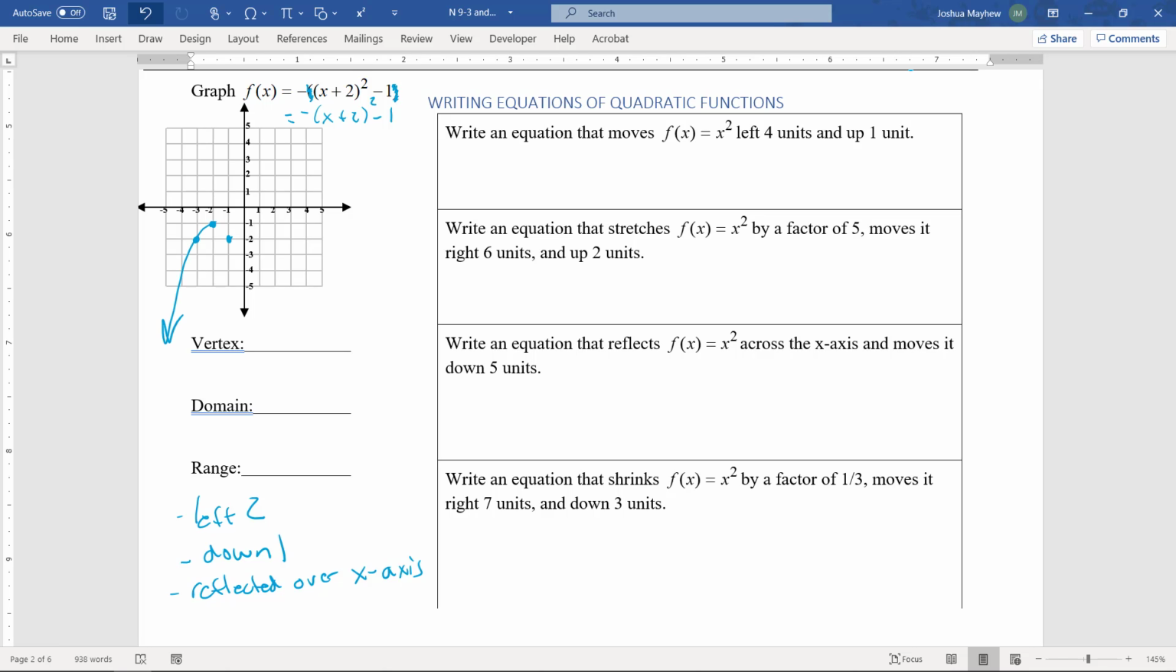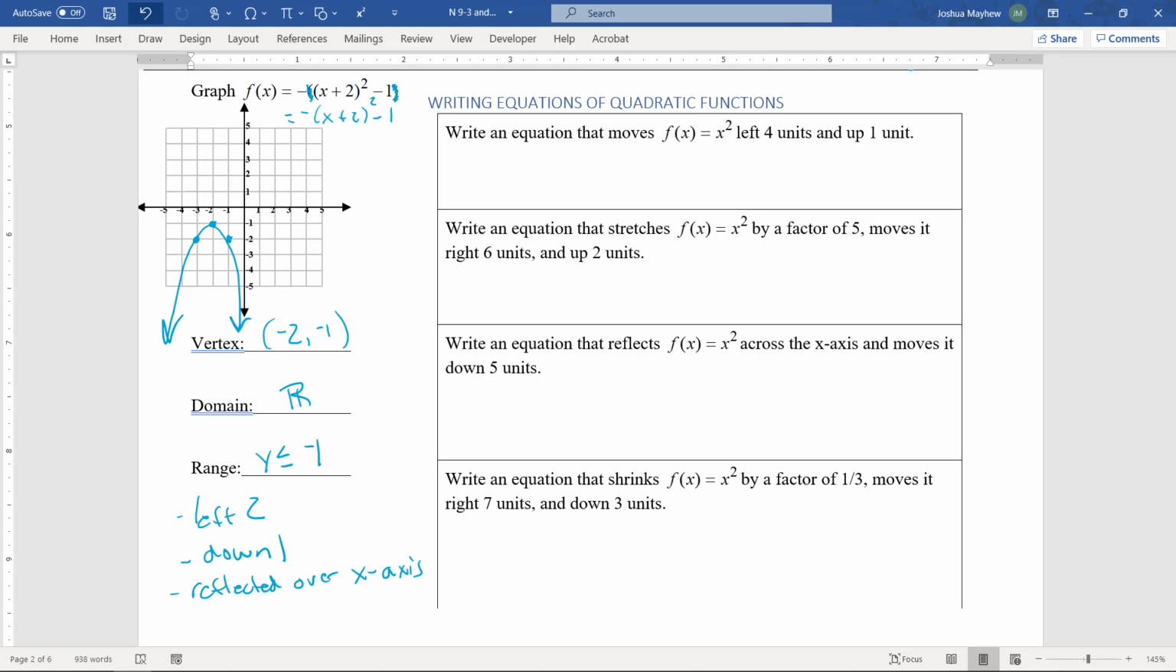Here's the new parabola. The vertex is at -2, -1. The domain is all real numbers. Range is y is less than or equal to -1. Okay, so again, ignore the parentheses. If you need to use your calculator, check it. All right, now we're going to shift gears just a bit.